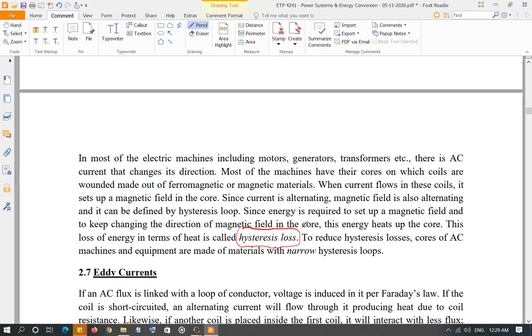In later chapters, when we discuss the efficiency of motors or efficiency of machines in general, we will consider hysteresis loss, but most of the time it is given to you. You don't have to go ahead and calculate it with any equation.